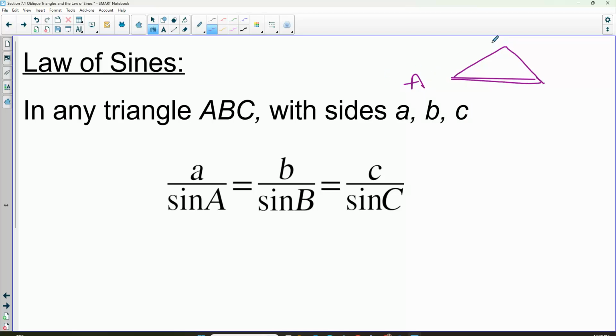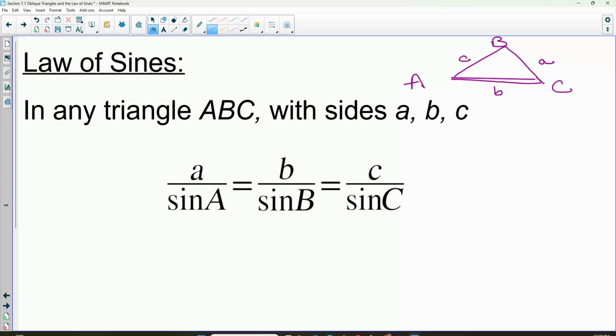We know the capital letters represent the angles. Side a is the lowercase letter, it's across from angle A. Side b is across from angle B. Side c is across from angle C. So the capital letters are angles, the lowercase letters are sides. This tells me I can take any two of these and set up an equation to solve. It says the ratio of a side over the sine of its angle is equal for every pair here.